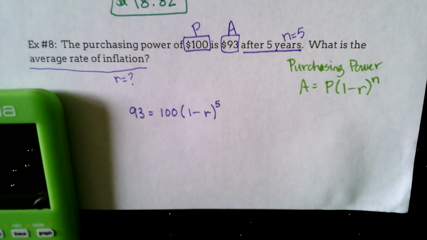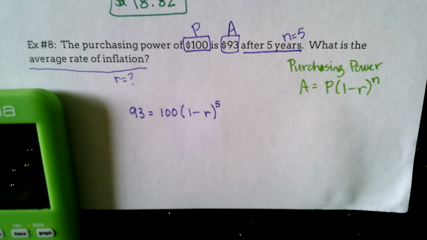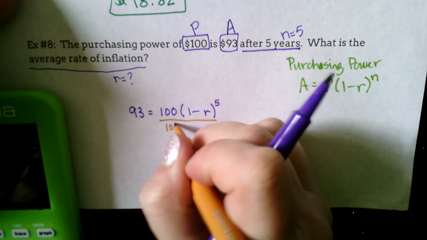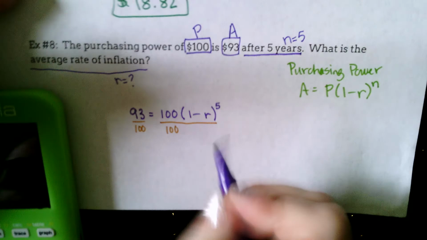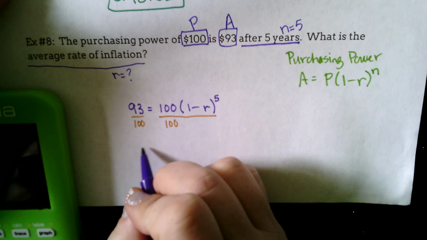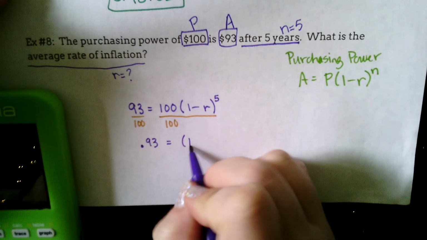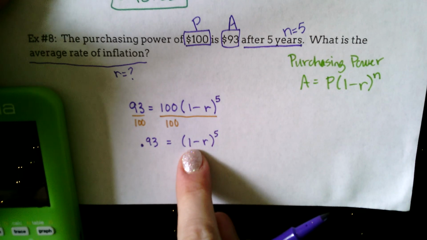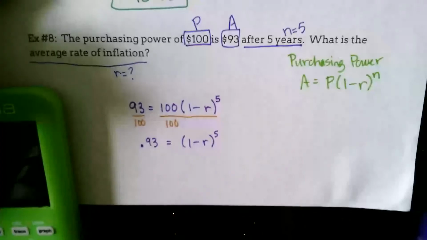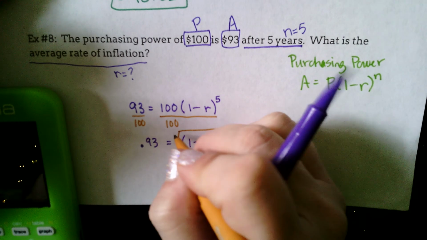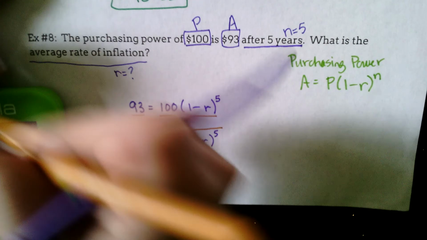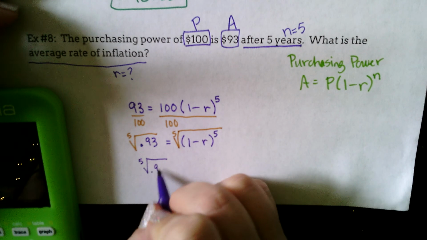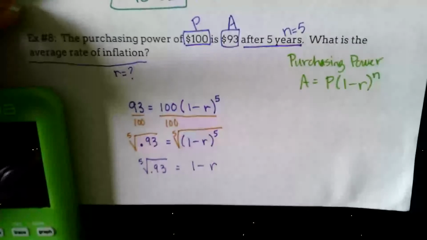To start solving, we are going to divide both sides by 100 so that we have our exponent situation by itself, which is where our variable is. So 93 divided by 100, that's 0.93, equals (1 minus R) to the 5th. The inverse operation for raising something to the 5th power is taking the 5th root. So we'll take the 5th root of both sides. I'm just going to leave it like this. I just have the 5th root of 0.93 is going to equal 1 minus R.